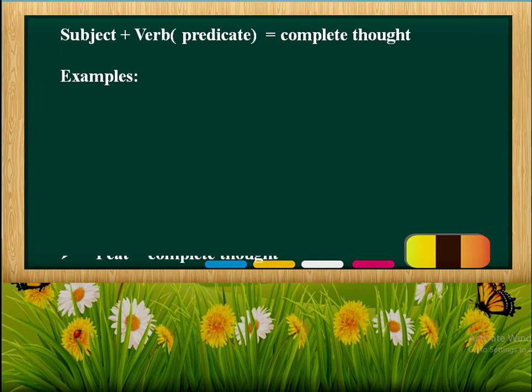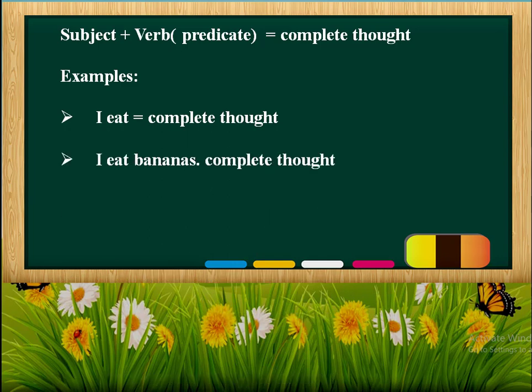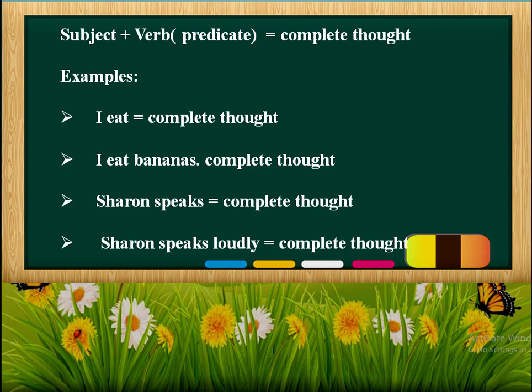For example, I eat, we get a complete thought. I eat bananas. Here also we get a complete thought. Sharon speaks, we get a complete thought. Sharon speaks loudly. Here also we get a complete thought.